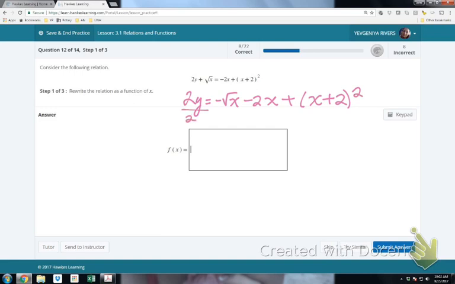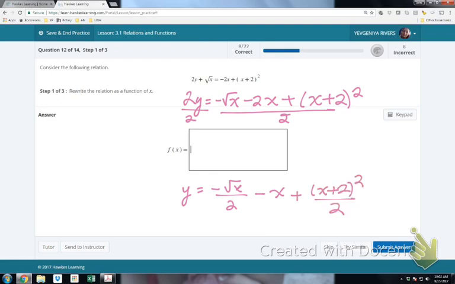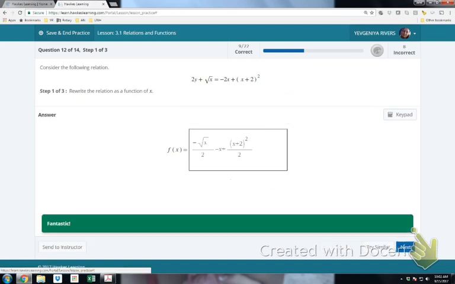We're going to divide both sides by 2 and simplify to get y is equal to negative root x divided by 2 minus x, because the 2's are going to cancel there, plus (x plus 2) squared divided by 2. And as you can see, that is sufficient as a final answer. I don't need to simplify (x plus 2) squared.